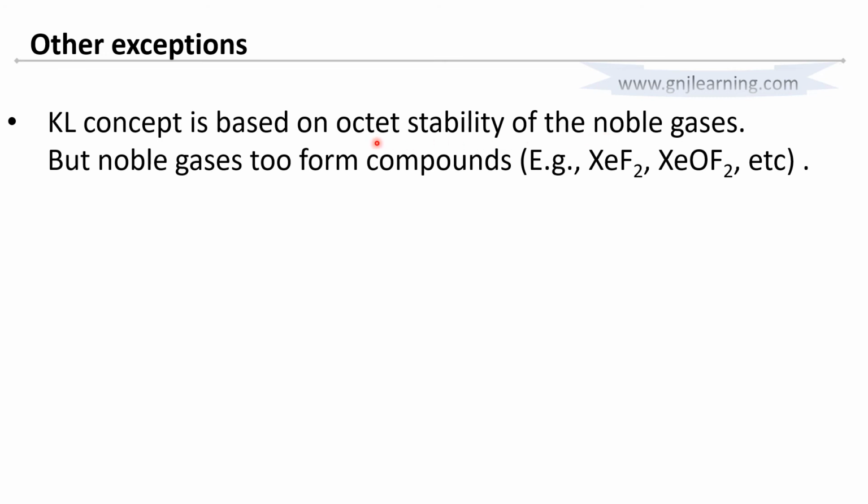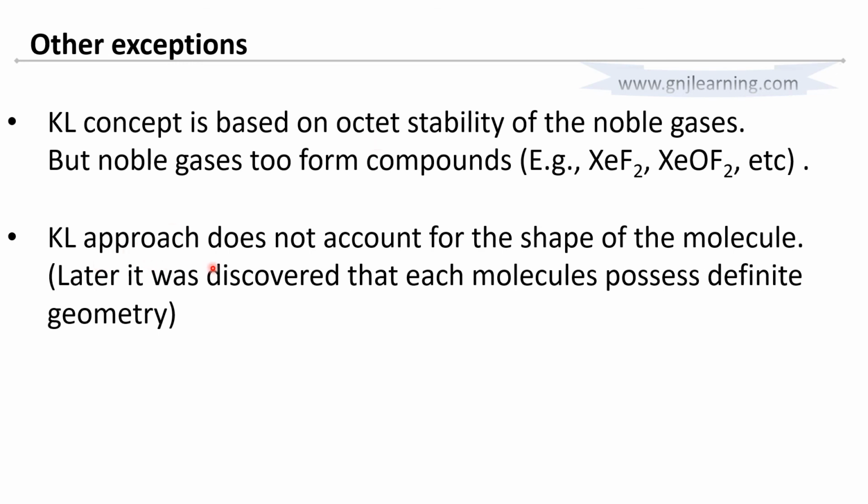Next exemption, the KL approach does not account for the shape of the molecule. What does that mean? Later it was discovered that each molecule possesses a definite geometry. So water has a geometry, oxygen has a geometry, methane has a geometry. All the molecules that exist, that are stable, have a definite geometry. Geometry means shape, a three-dimensional shape, a fixed shape for water, fixed shape for methane, fixed shape for ethene, which could not be explained by this KL approach.